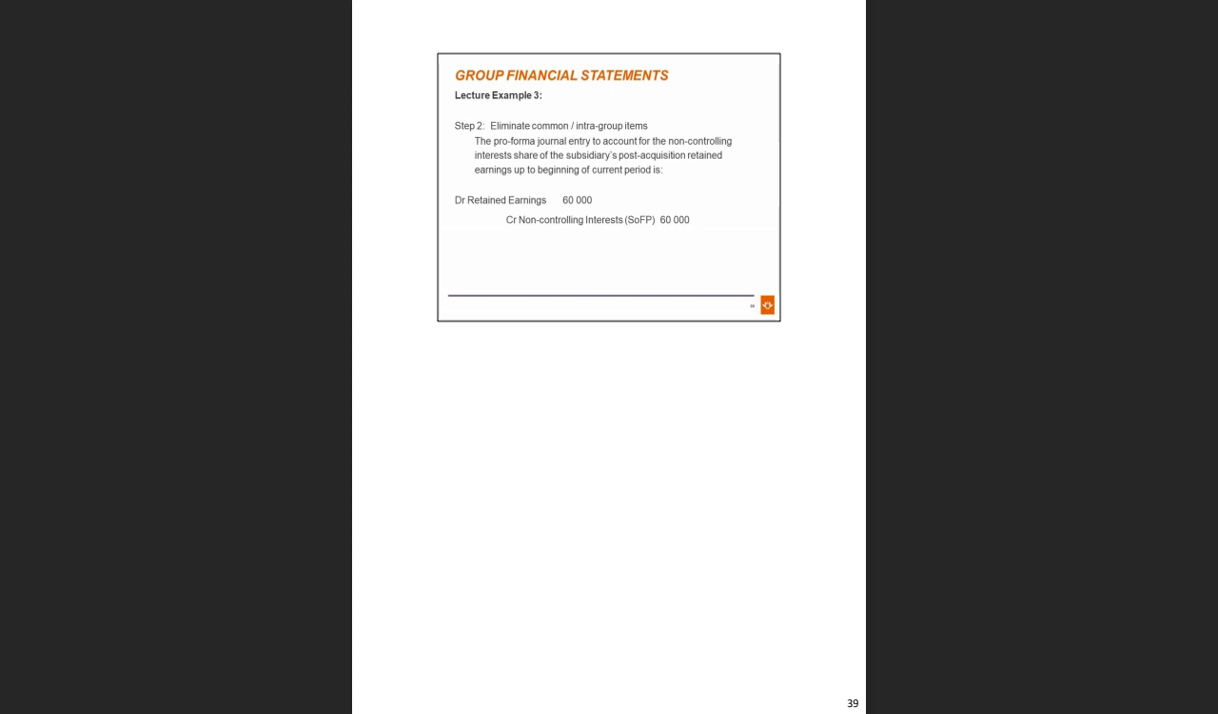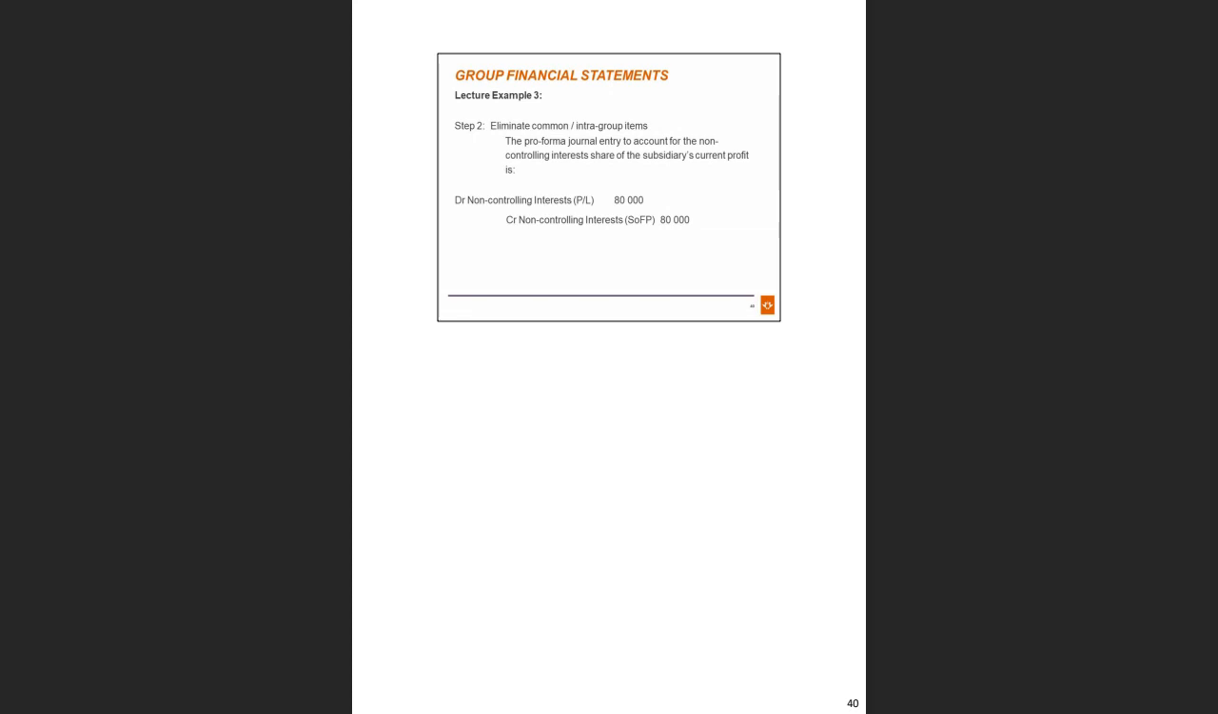So we're debiting retained earnings because it relates to profit from a prior year, and you're crediting non-controlling interest in your statement of financial position. Okay, so that is the journal entry for step 2. There should be a few more step 2 journal entries.